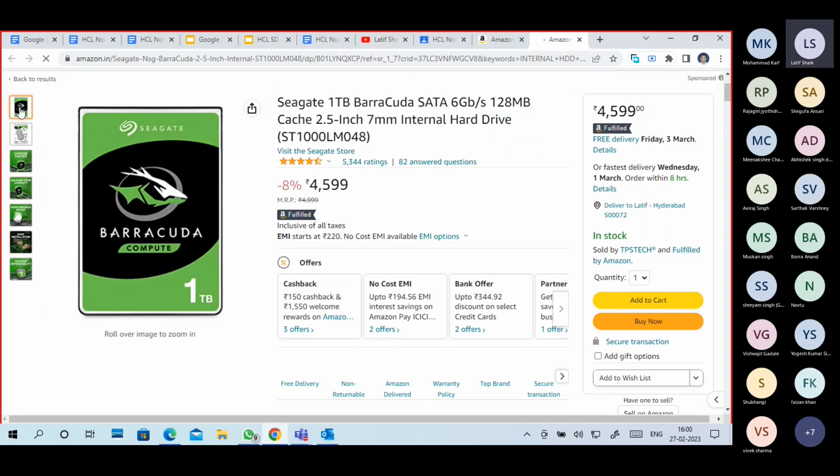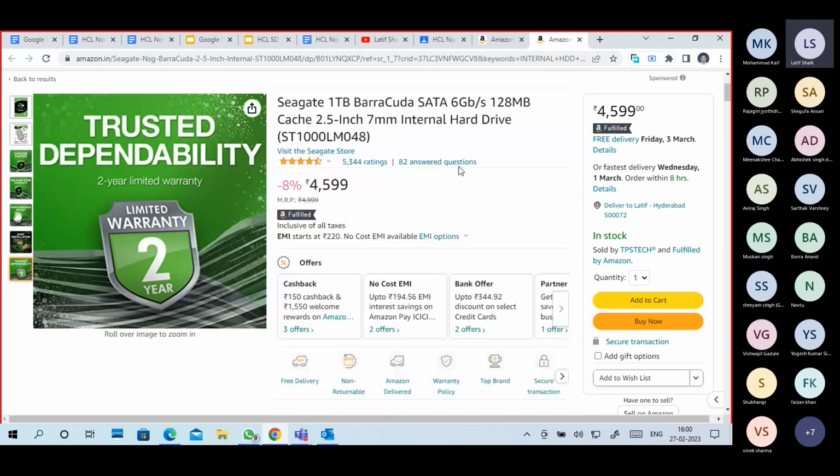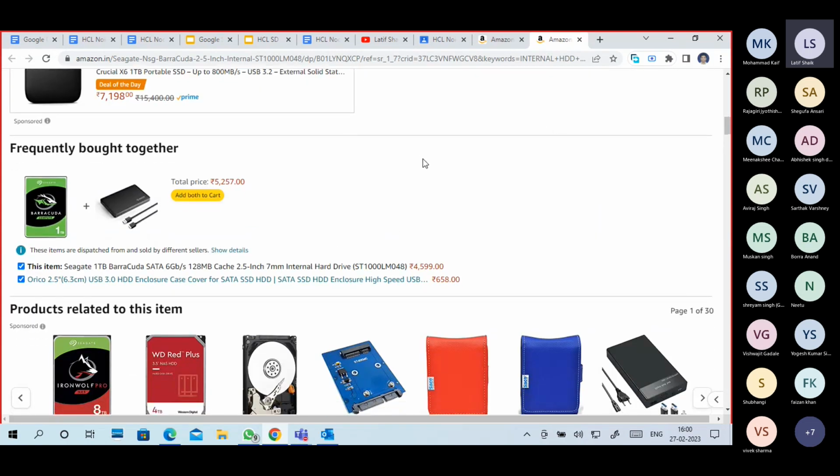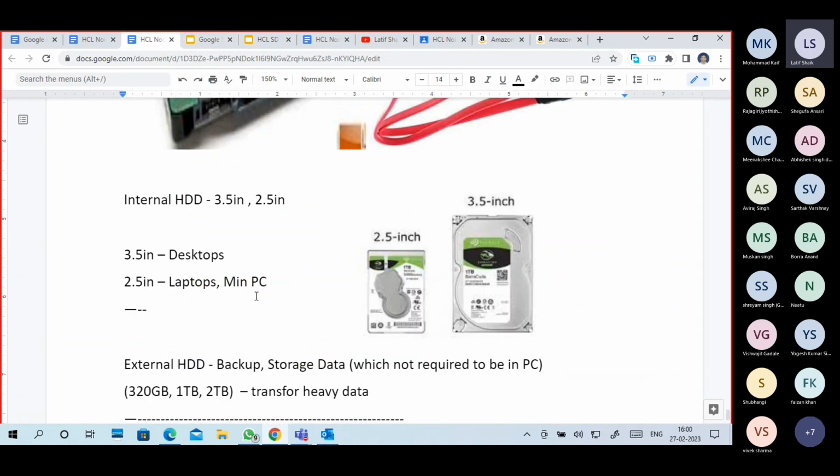Physically it looks very small. You can understand from it: 2.5 inches compared to 3.5. 3.5 inches is very big, thick and bigger. 2.5 inches is smaller. It looks about this size. So 3.5 means desktop purpose, 2.5 means laptops or mini PCs, small computers or mini computers.